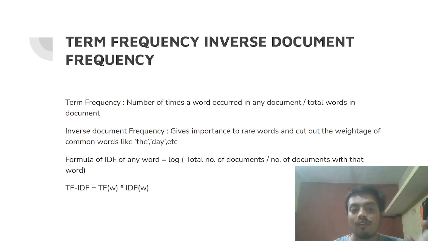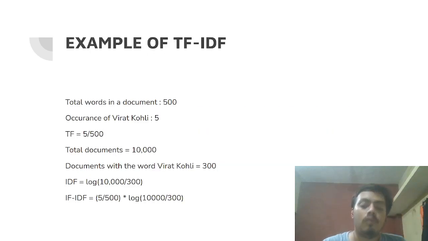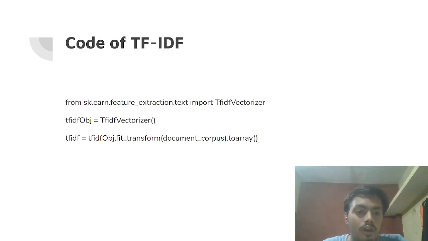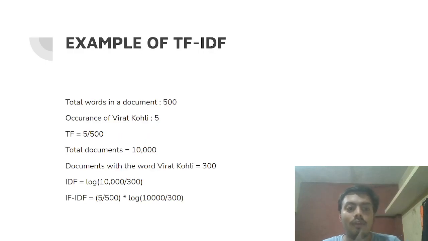So let's try to understand it in much detail. Now this is how you can implement TF-IDF. For example, if you have a document with 500 words, okay, and Virat Kohli occurs 5 times, so TF is nothing but 5 upon 500. Okay, now for example you have 10,000 documents, okay, and documents with the word Virat Kohli are 300. Then IDF will be log of 10,000 upon 300, and the multiplication of these two things will be your TF-IDF of the word Virat Kohli.